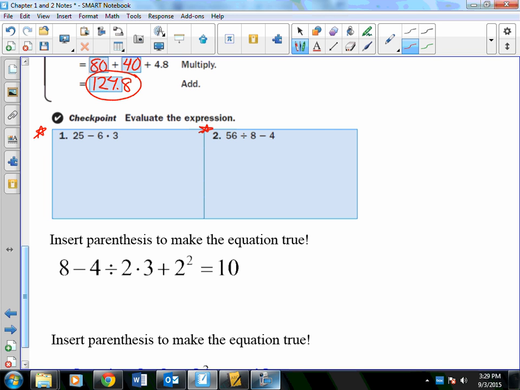Okay, let's give it a look. For these guys, there's only two operations going on, multiplication and subtraction. Multiplication's first, so I have 25 minus 18. Subtracting 18, I get 7.